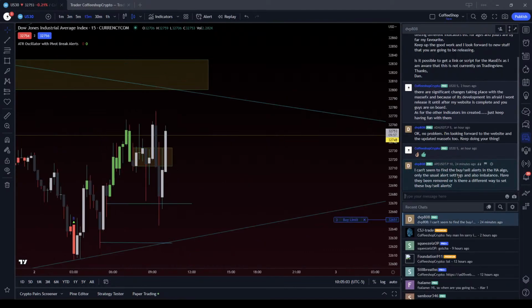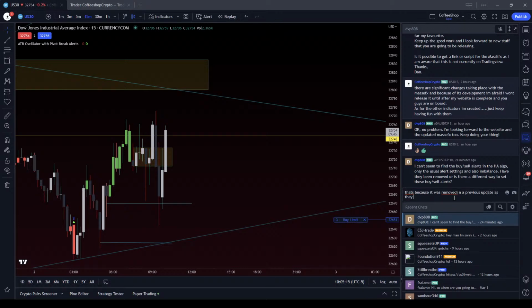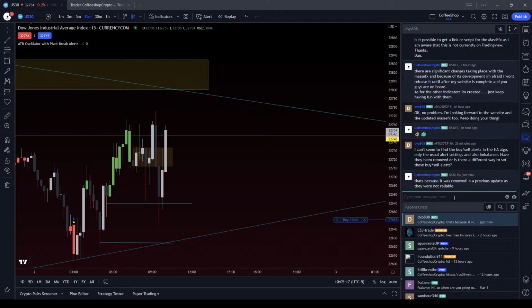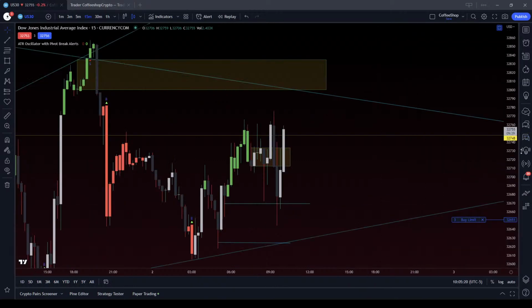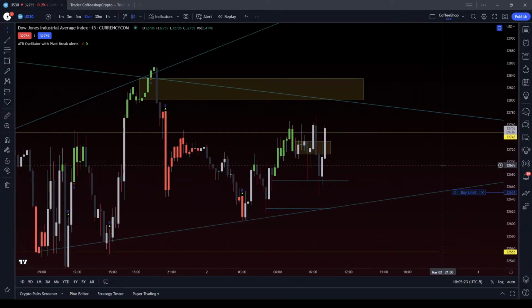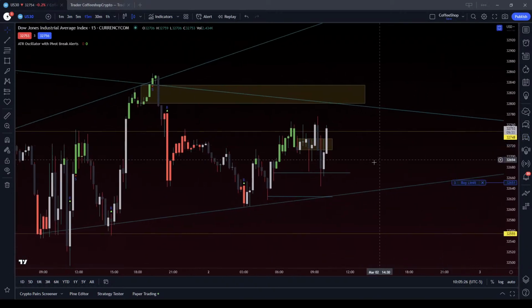Kind of messages we got. Can't seem to find the buy sell alerts on the heiken-ashi algo, only the visual alert settings. Okay. That's because it was removed in a previous update as they were not reliable. So I'm going to be honest with you guys. You can't just use indicators because they say buy and sell. Because you have to imagine, if they say buy and sell, then that was programmed in there when the market was in a particular position, right? And if that's the case, how often is the market in that position? It's not a good tool to use.